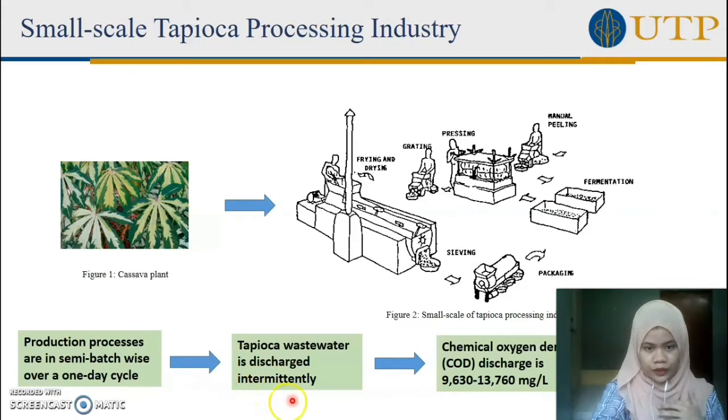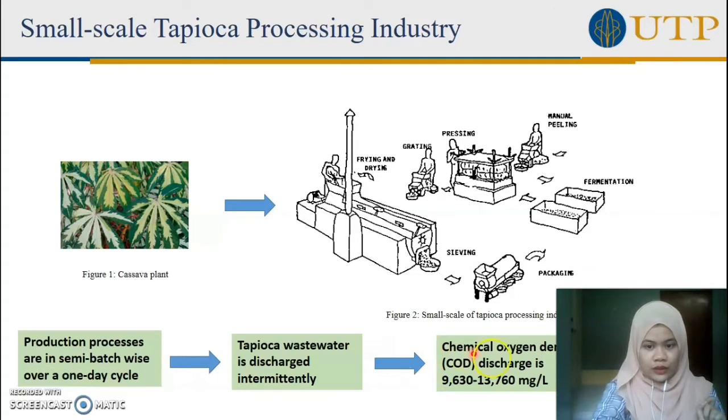After that, the tapioca wastewater will be discharged intermittently, and usually this discharge happens in the morning session. Then, since the small-scale tapioca processing industries are scattered in places, it is hard to implement an efficient wastewater treatment. Thus, the tapioca wastewater discharge will give adverse effects to the environment as it contains high organic pollution, nitrogen, and also phosphorus.